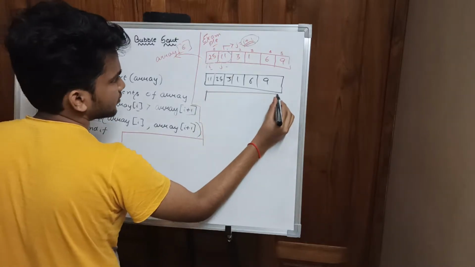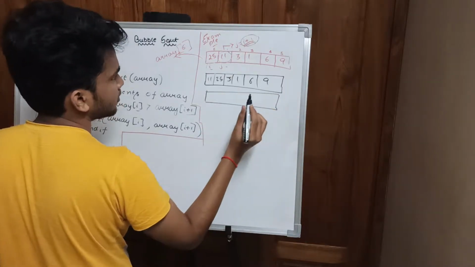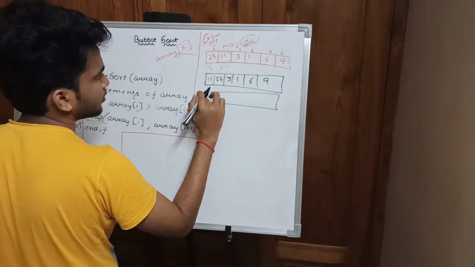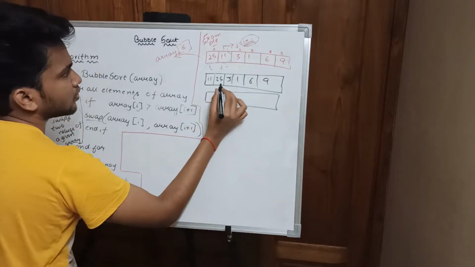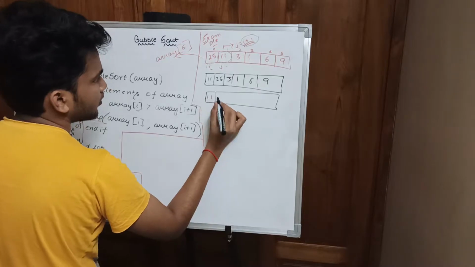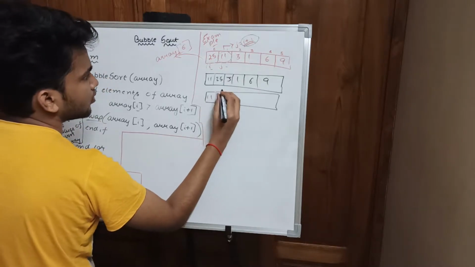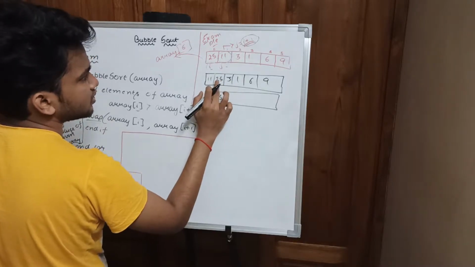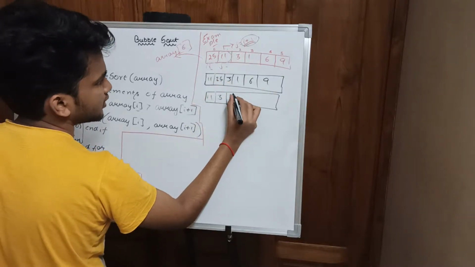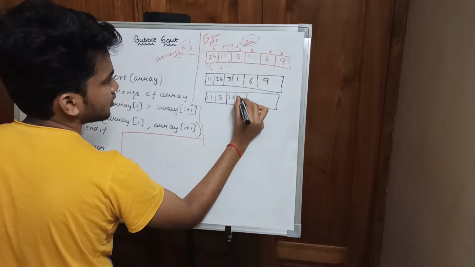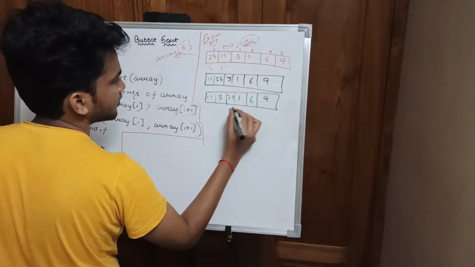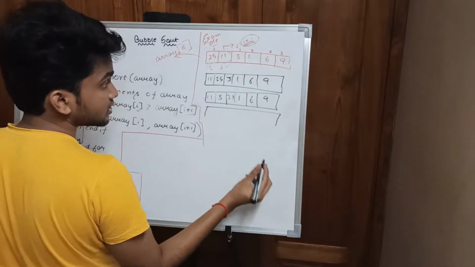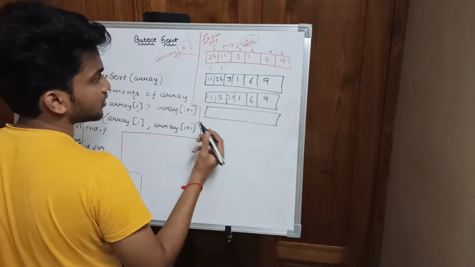Again we will do the same thing. When we perform a swap operation, 25 will be coming here, then 6, 9. See, just for a single pass we are getting all these elements.